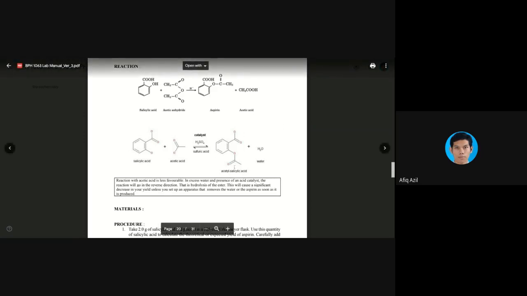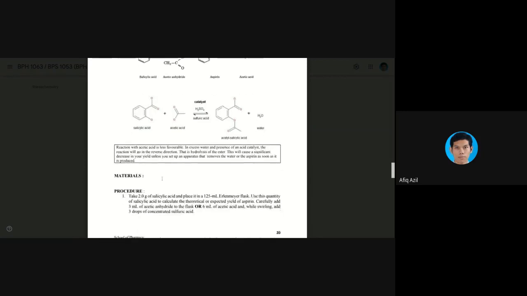Okay, still in the same acidic condition, which is sulfuric acid, but the second reaction scheme is actually reversible. Once you obtain this acetyl salicylic acid, or the aspirin, it can hydrolyze back into the salicylic acid and also acetic acid. So that's why the yield, or the product obtained, will be less.